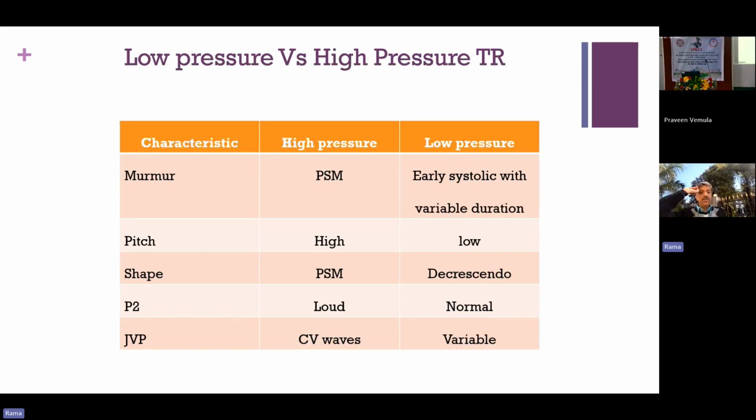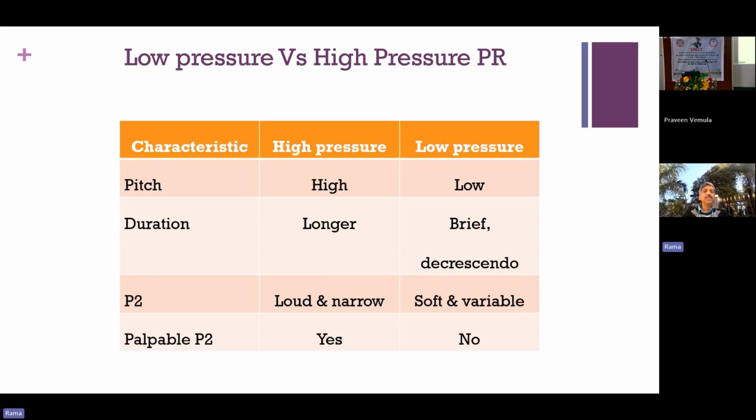So if there is a TR murmur, you have to differentiate whether it is a high pressure TR or a low pressure TR. High pressure TR is a pansystolic murmur, high pitched, with a PSM shape, with P2 being loud and CV waves present. Whereas low pressure TR will have an early systolic murmur of variable duration, low pitched, decrescendo, with P2 normal. In the same way, high pressure versus low pressure PR: high pitch versus low pitch, longer duration. A high pressure PR murmur is like your AR murmur, whereas a low pressure PR murmur is a low pitch, brief decrescendo murmur with other features absent. Prominent PR is found in PDA with PH.